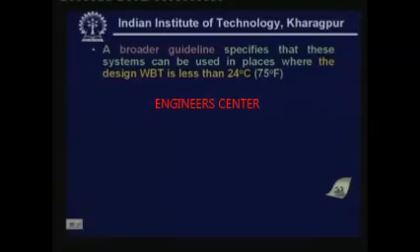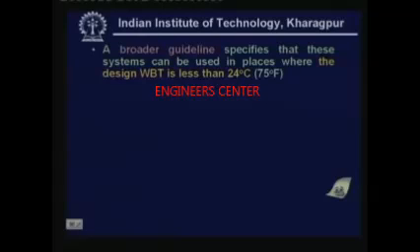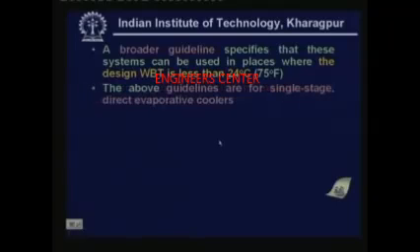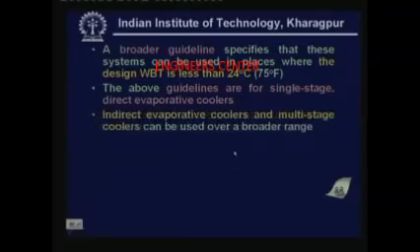Okay, that means if you know the design wet bulb temperature during summer, and if you know that it is less than about 24 degrees centigrade, then again you can consider the use of evaporative coolers. Okay, these guidelines are obtained mainly for single stage direct evaporative coolers, and indirect evaporative coolers and multi-stage coolers can be used over a broader range. Okay, that means you cannot simply say that evaporative coolers cannot be used in a particular location. You cannot use a simple direct evaporative cooler in certain locations, but if you make modifications, if you use a multi-stage system, you can extend the range of application of these systems. Okay, to even humid areas.